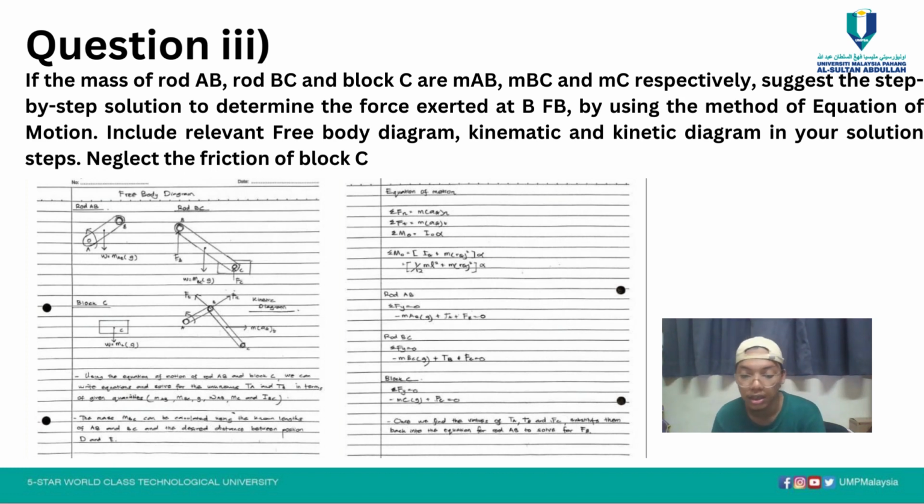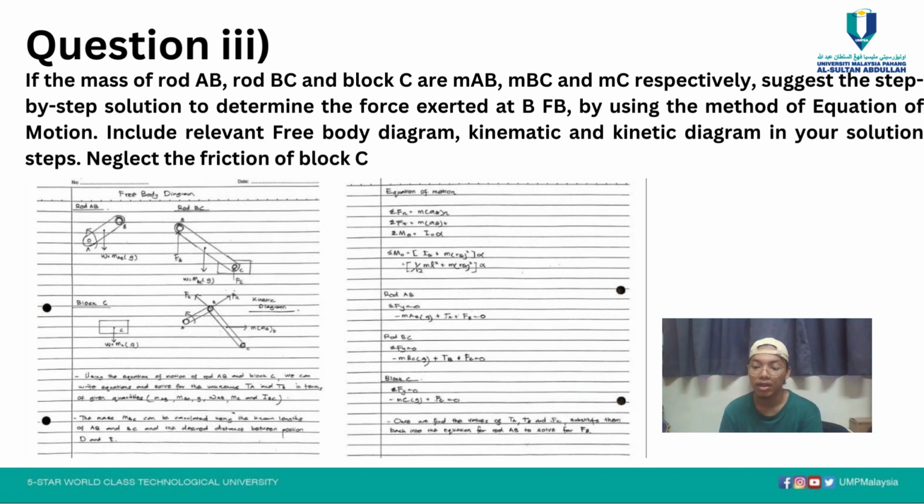So this is the equation of motion that we use. First is summation Fn equal to MAGN. Second is summation Ft equal to MAGT, and last is summation MO equal to IO alpha. So for summation moment at point O, we can separate this equation like this. Next, for AB, we can find the value by using summation Fy equal to 0. For BC like this, and also block C like this.